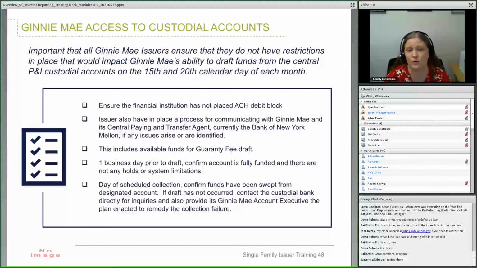As a homework question, do I have a volunteer to let me know if your company has a process to ensure that the ACH bank accounts are fully funded on the day of the draft? If so, please unmute yourself and share.